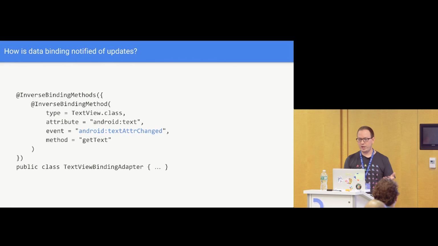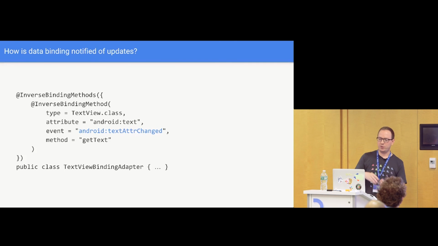So how do we know when to update the text view? That's what this event field is for in the implementation of inverse binding methods. Basically, data binding invented this weird concept of events, which doesn't really mean anything outside of the context of data binding, but you associate a given event with a view, and then you write a binding adapter to notify the view when that changes.